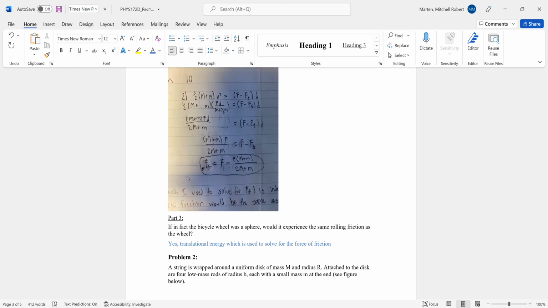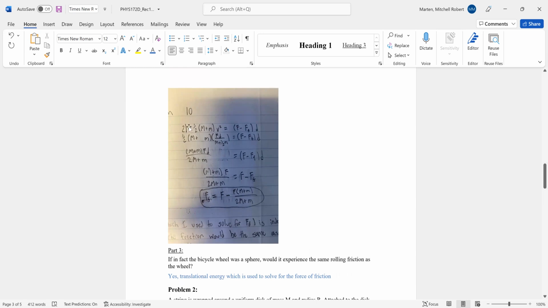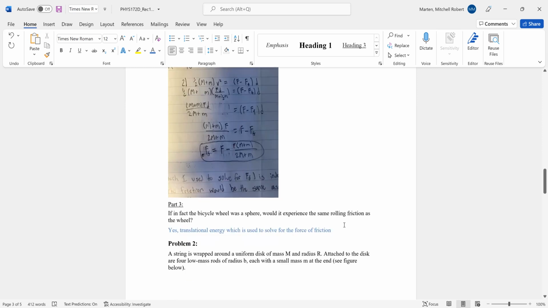Well, that's what I was thinking too, but the way that you solve the friction force, you don't worry about the rotational energy, which is dependent on moment of inertia, because this is just the mass times the translational velocity. So I don't think it changes. As long as the mass was the same, it would have the same velocity and the friction would be the same. Yeah, that sounds about right. I'm iffy about this one though, for sure.